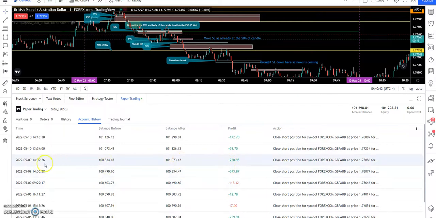These are the 2 trades I did yesterday, and these are the 2 trades that I did today. So that's my first partial, and then that's when I collapsed the trade.